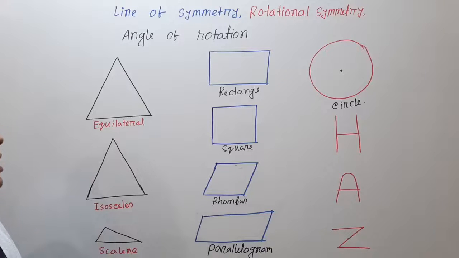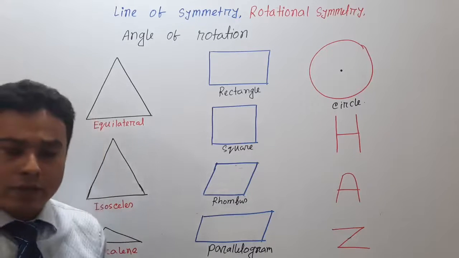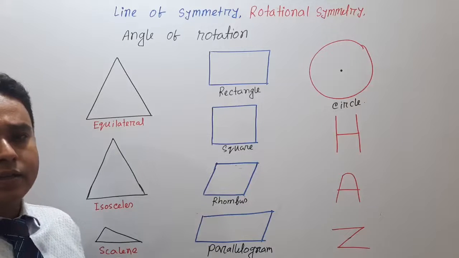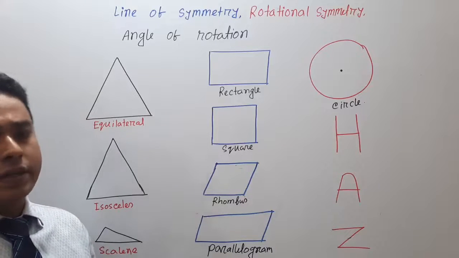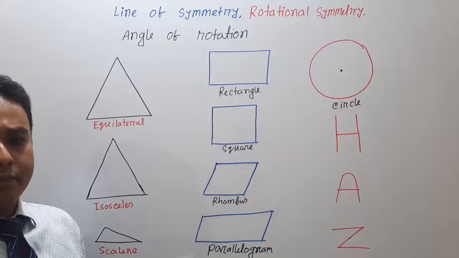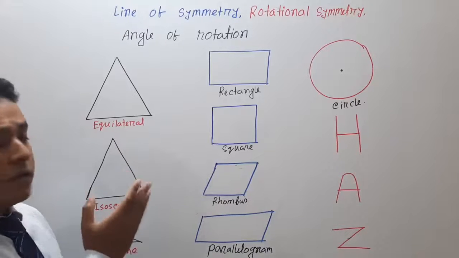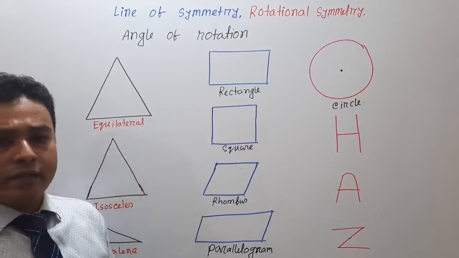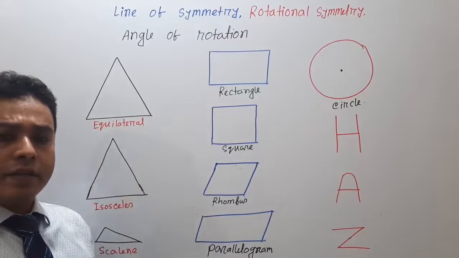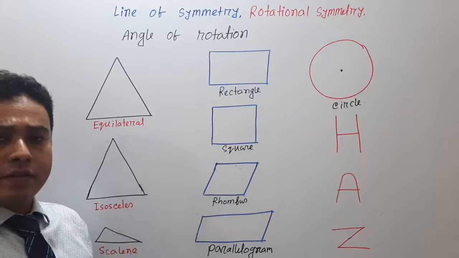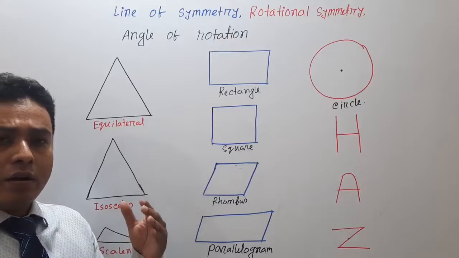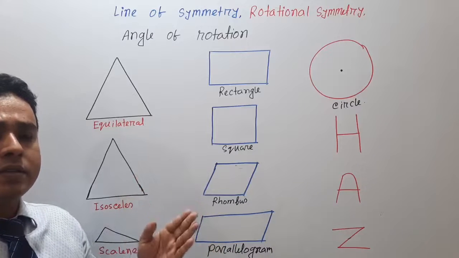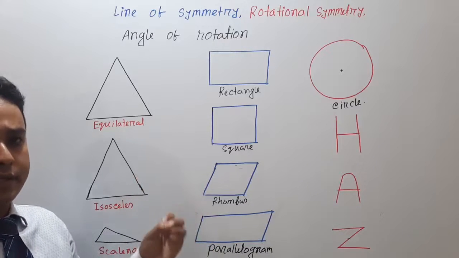Okay. At first, line of symmetry. What is line of symmetry? Take any geometrical shape. With respect to any line, if the shape divides into two parts, and one half exactly overlaps the other half, this is called a line of symmetry.